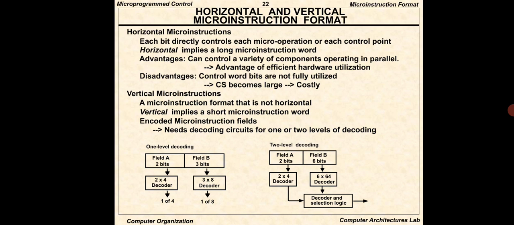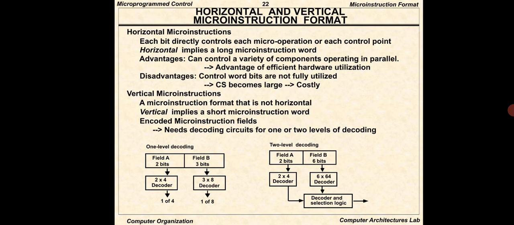So let us come to the vertical micro instruction format. A vertical micro instruction format is not horizontal. Vertical implies a short micro instruction word. Encoded micro instruction fields need decoding circuits, one or two levels of decoding. So here, just now we have discussed your horizontal micro instruction format.